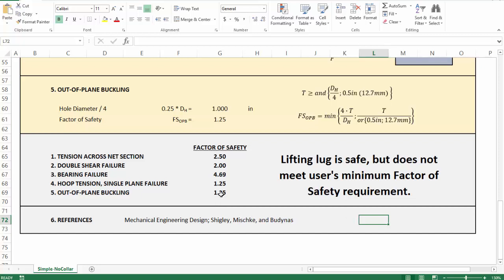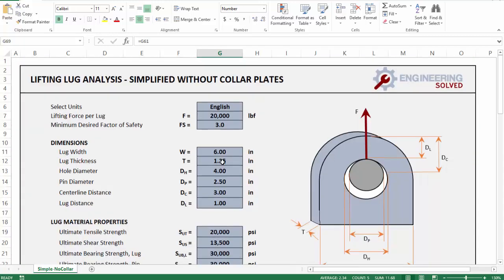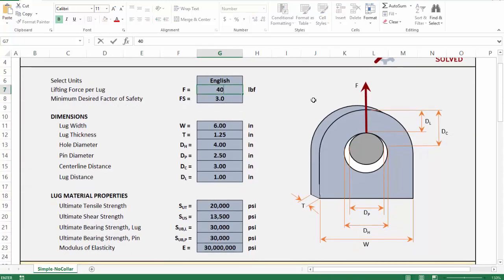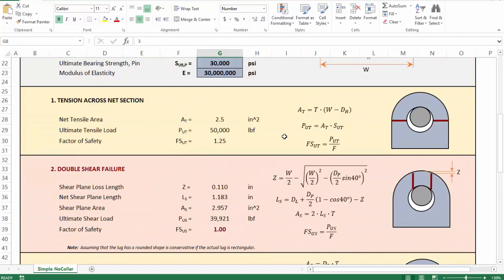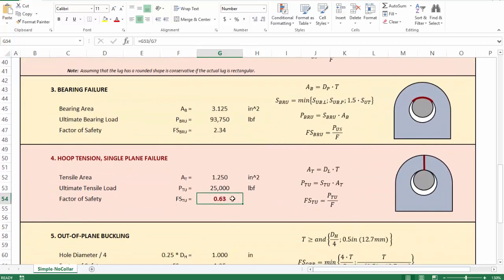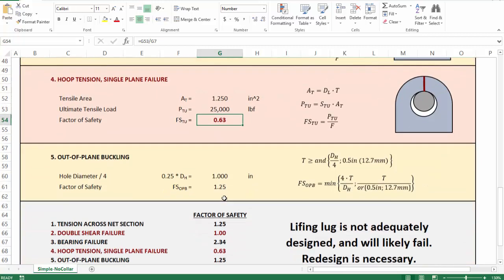requirement. So if any of these factors of safety are less than 1, let's say we have a very high load. Let's double the load, just for example. And we scroll down here. We have factor of safety of 1, which is not good. Factor of safety less than 1, which is not good.